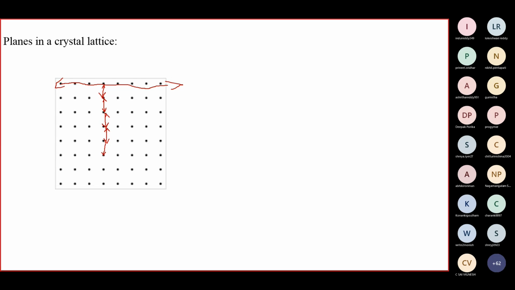Same lattice. So we can understand or construct a lattice in different ways. We can construct a lattice in different ways.